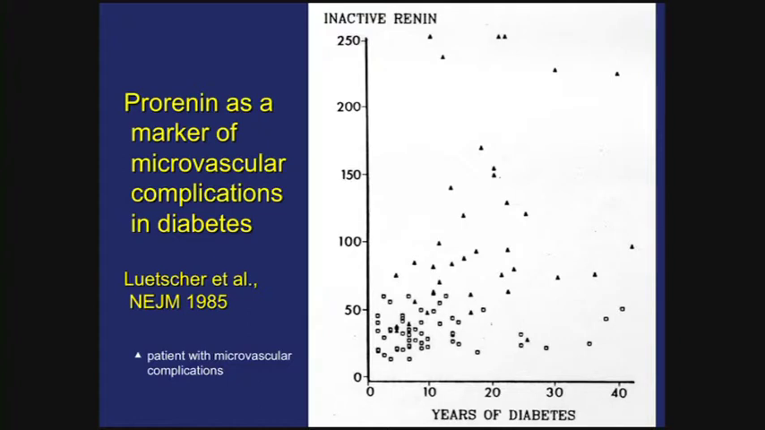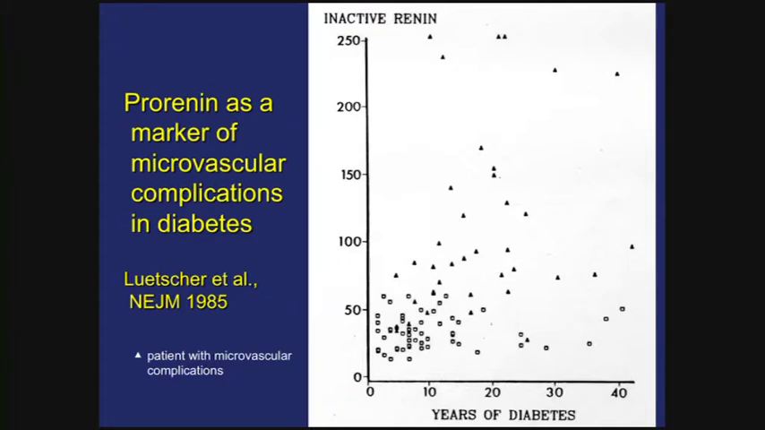Here on the y-axis, we see the levels of inactive renin, or actually nowadays we call it pro-renin. The triangles are the patients who do have these microvascular complications, and I hope you can see it. The little squares are the ones who do not have these complications. So all are diabetic patients, but the difference is with or without microvascular complications. You can see that the patients with the triangles all have much higher levels of pro-renin as compared to the ones who did not have these complications. And if anything, these levels start to increase further with the duration of diabetes.